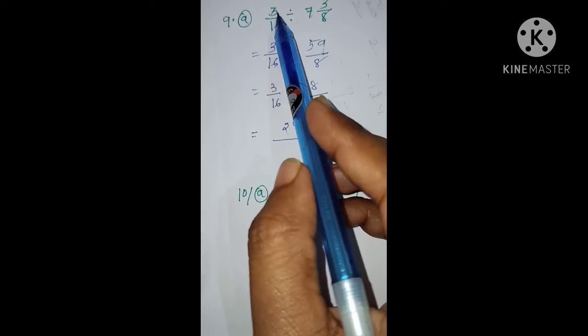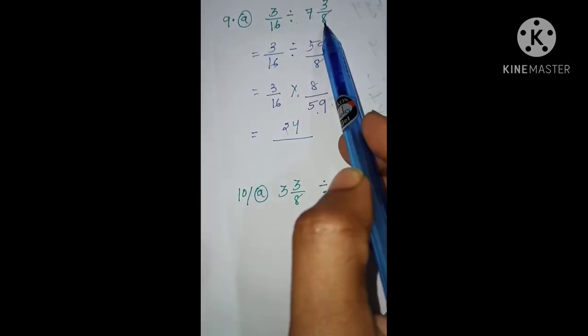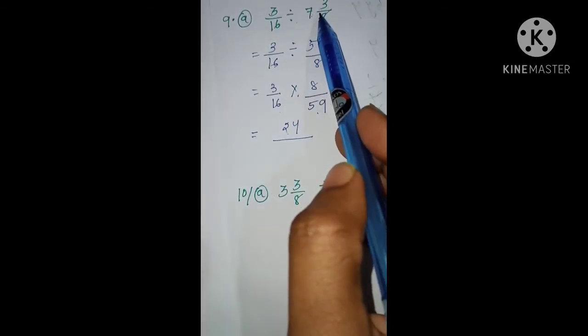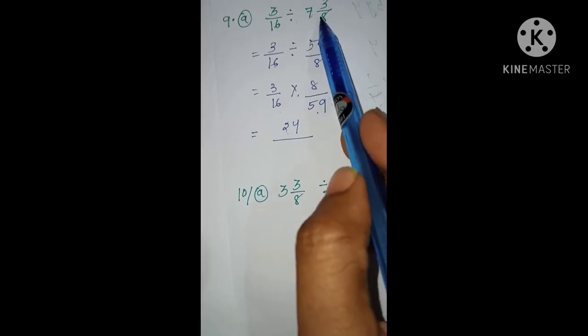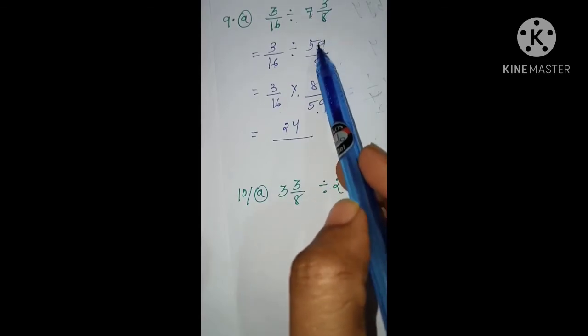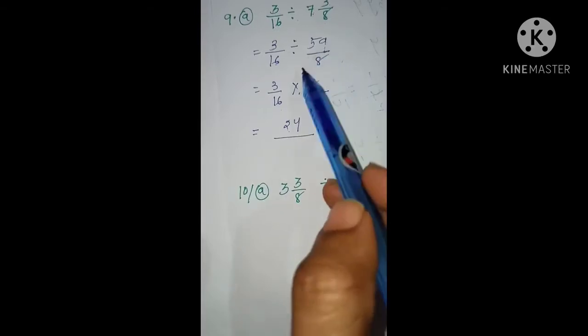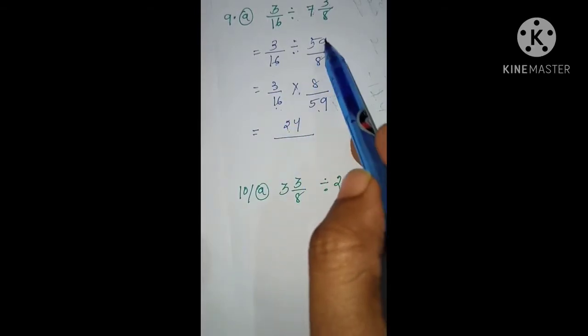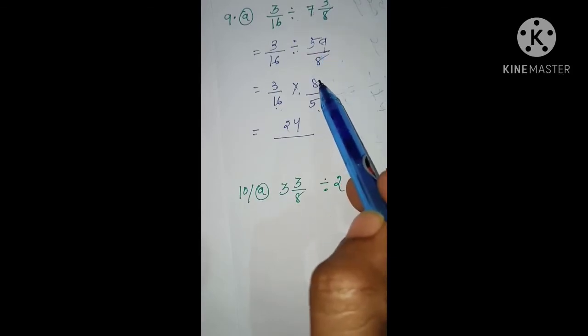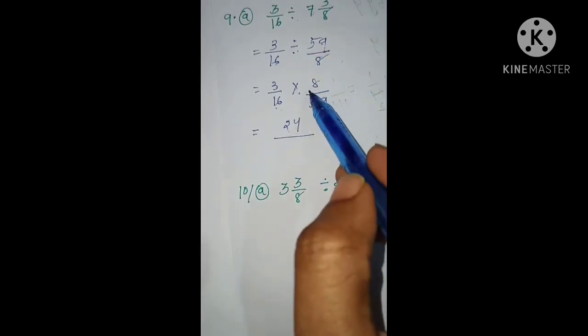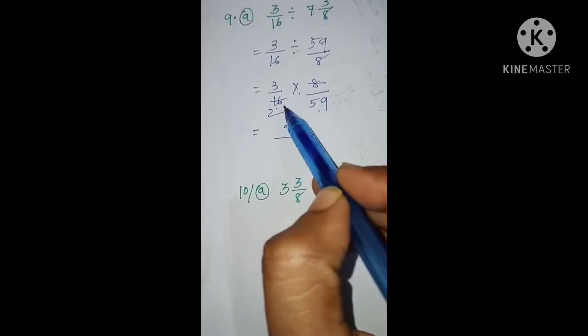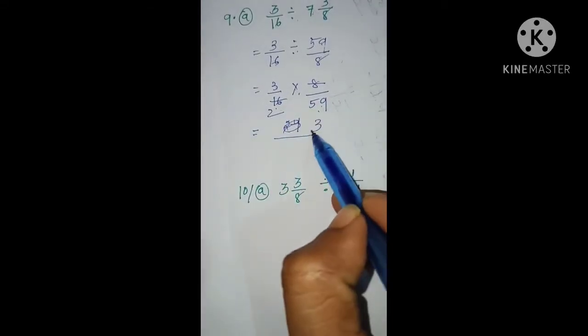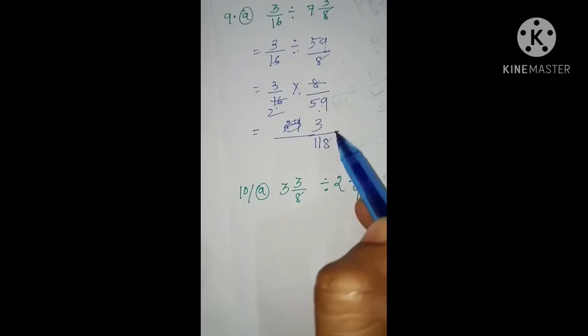That question is 3/16 divided by 7 whole 3/8. First, this one is a mixed fraction, so we change it into an improper fraction. If you convert it, you will get 59/8. Now 3/16, this division will change to multiplication, and we take the reciprocal of this number, which will be 8/59. Now is there any cancellation? Yes, 8 goes into 16. So this one will be 3/118.